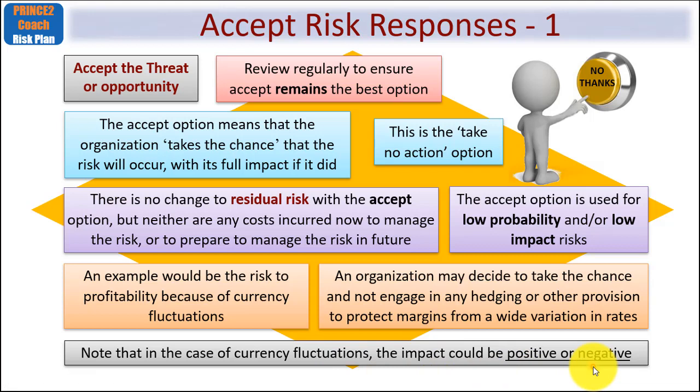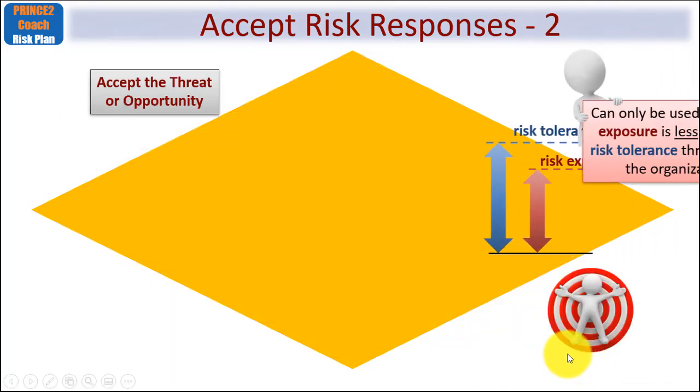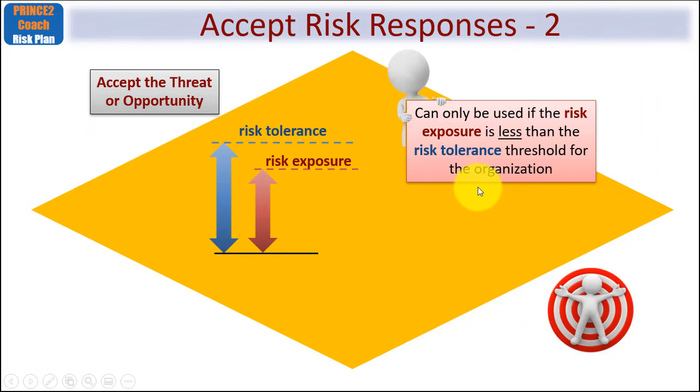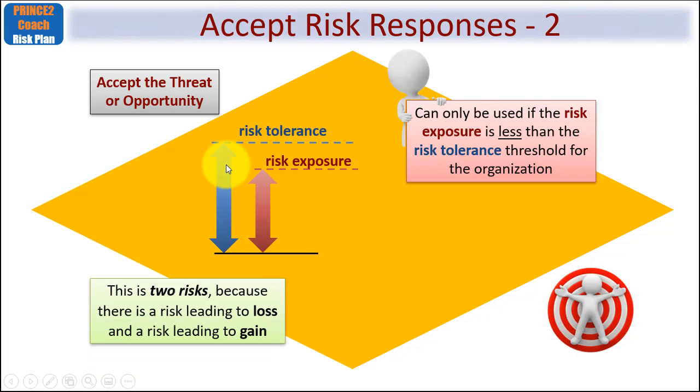Still looking at the accept risk response, do remember this: it can only be used if the risk exposure is less than risk tolerance, okay? Because clearly, if it wasn't, then that would be unacceptable. So this actually becomes two risks, because there's a risk leading to a loss and a risk leading to a gain.